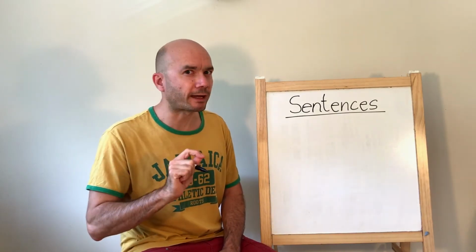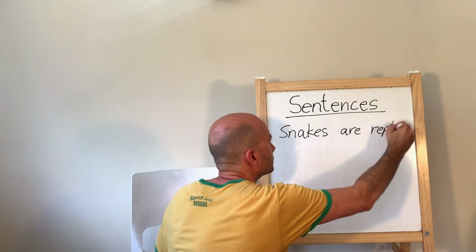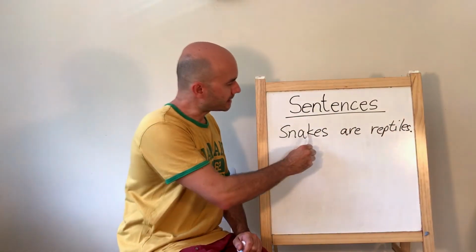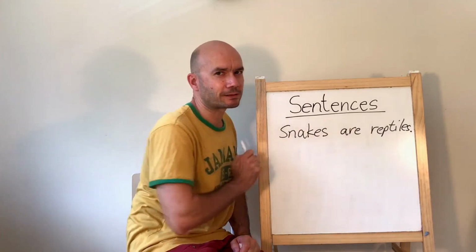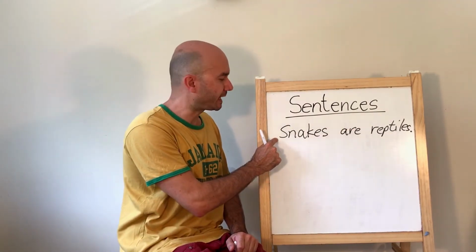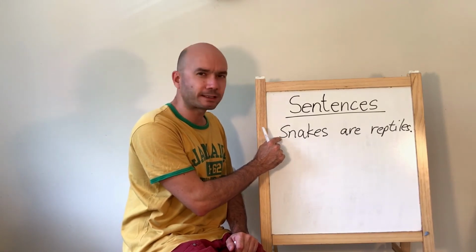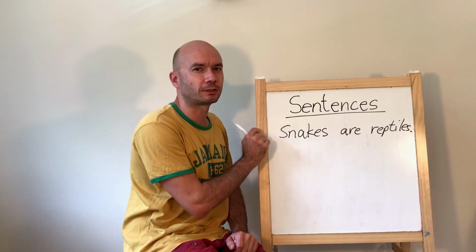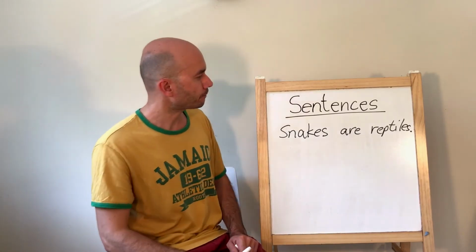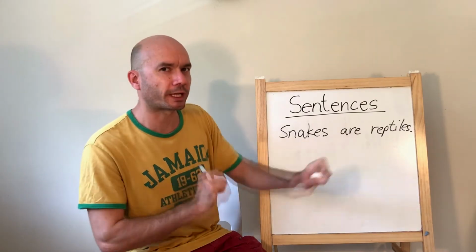Now, let's look at a sentence where the word reptile is not the first word. Okay? Snakes are reptiles. So here, the first word, the beginning of the sentence, is the word snakes. So we write the S with a capital. Okay? And reptiles is not the first word anymore, so it's lowercase.